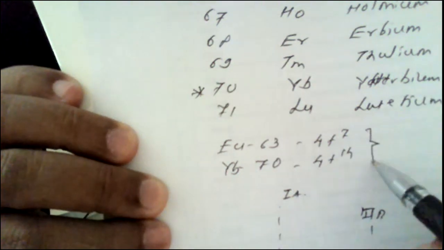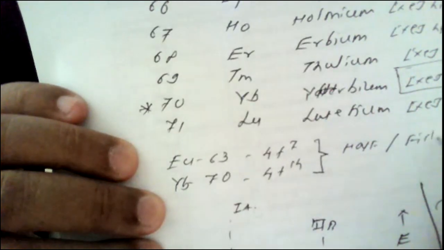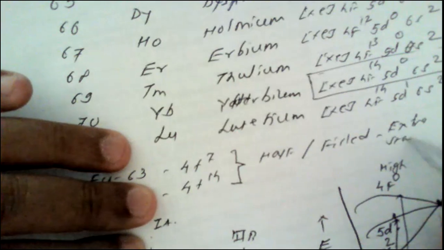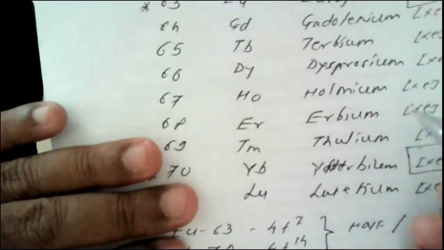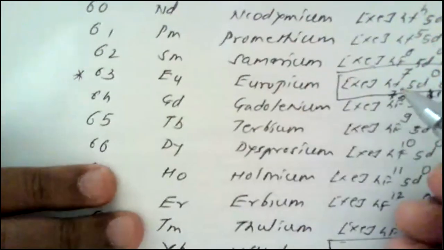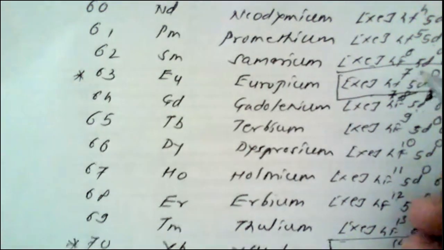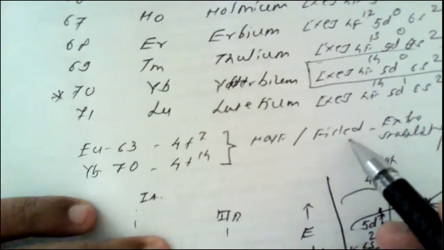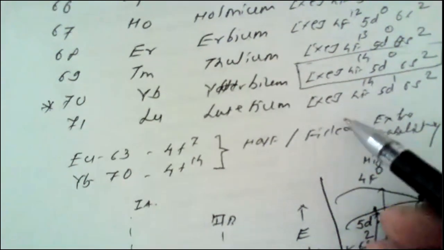So as we know, one rule states that completely half filled or completely filled orbitals offer extra stability to the corresponding atom or ion. The electron configuration is like this. So those configurations which are either half filled or completely filled offer extra stability on account of the half filled or completely filled electronic subshell. So this is how we can study the electronic configuration.